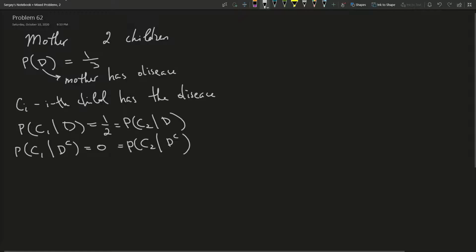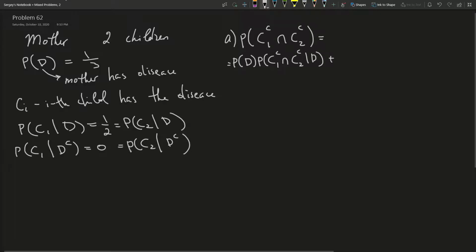Now, in part A of the problem, we'd like to know what is the probability that neither of her children have the disease. And to compute this, we're going to use the law of total probability. We're going to break this up into the probability that the mother has the disease times the probability that her children don't, given that she has it, plus the probability that she does not have the disease times the probability that her children don't, given that she does not have it.